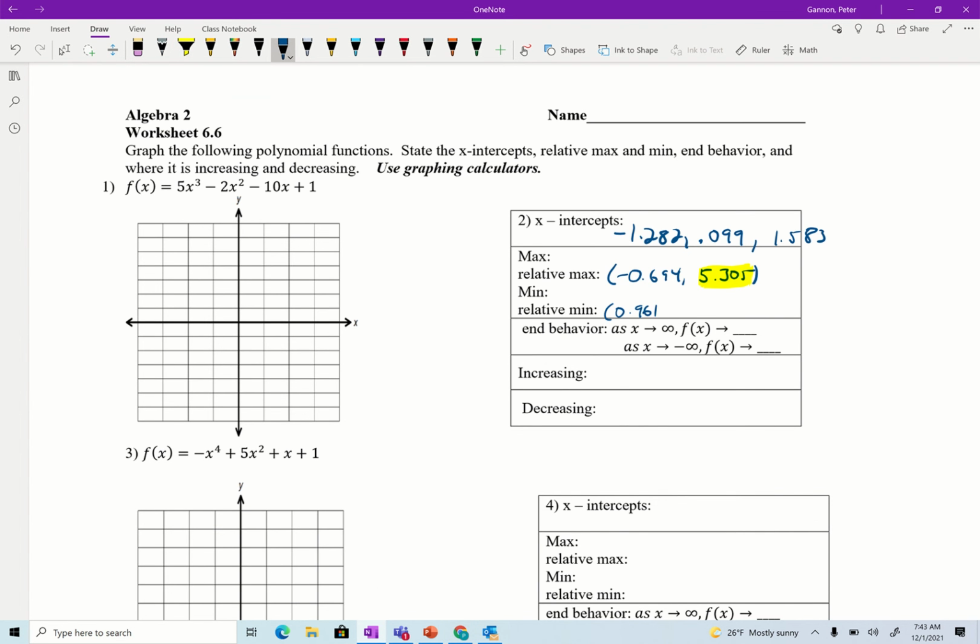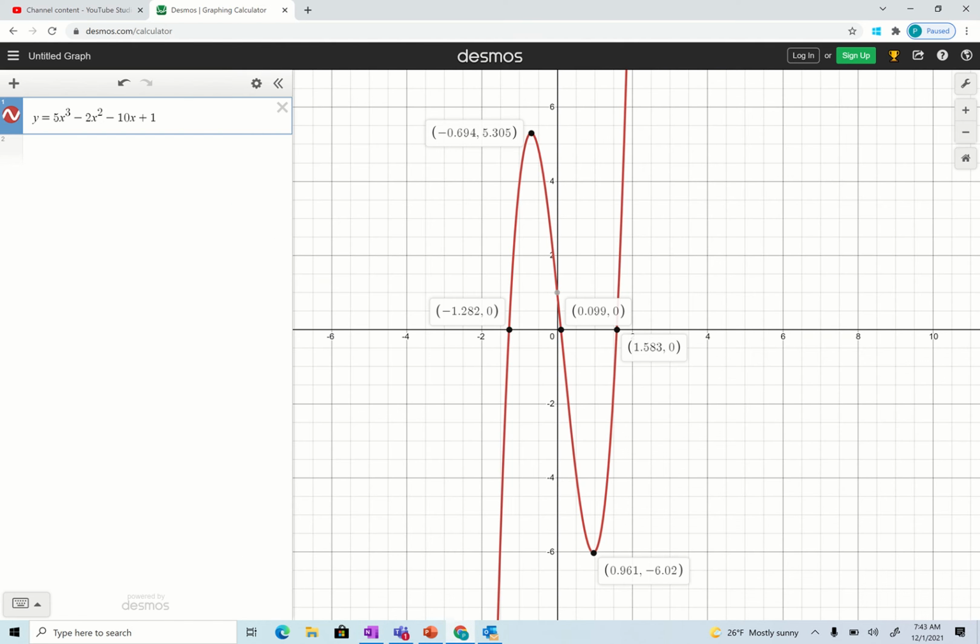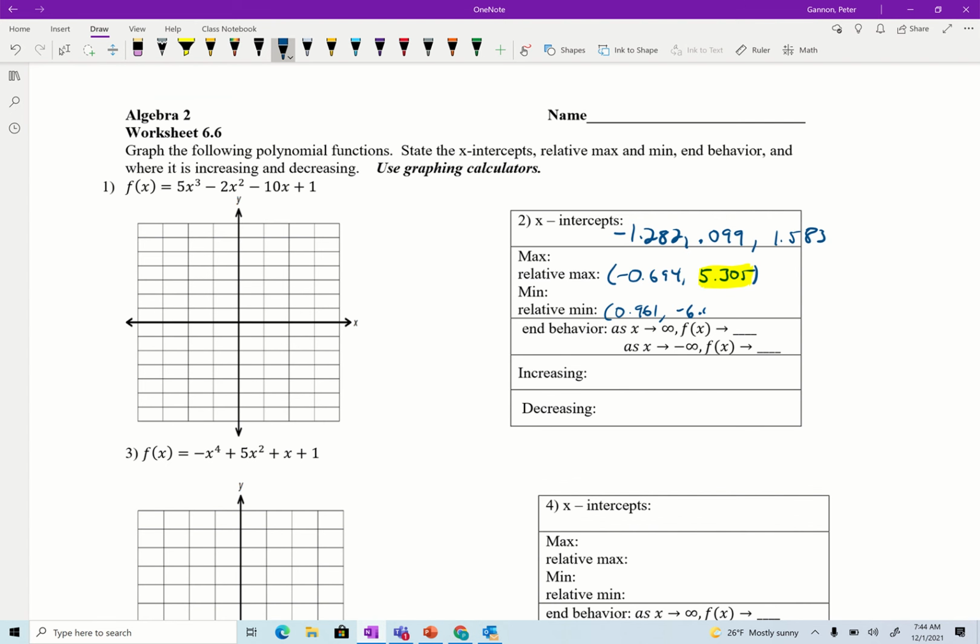So 0.961. And then the y value was negative 6.02. Again, if you were only using one value to identify it, it would be this right here. Now, because this graph went down forever and up forever, there is no true max. So the maximum would be none or does not exist, and the minimum would be none or does not exist. Because the graph goes forever, there's not a highest point and a lowest point.